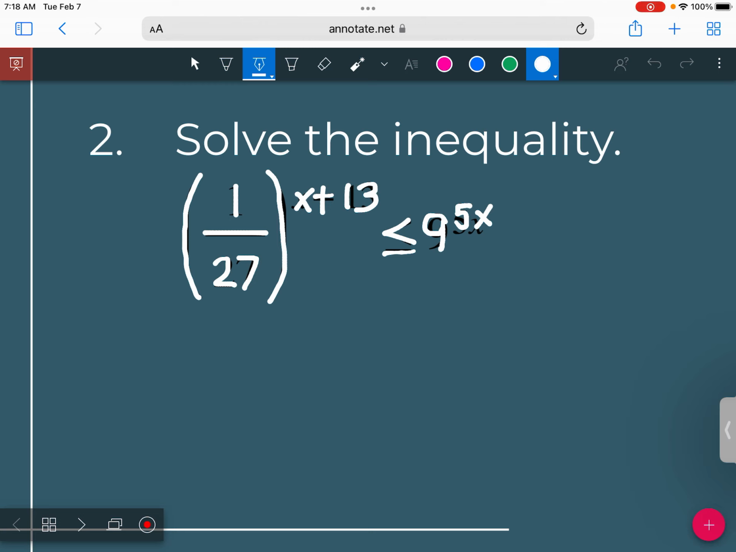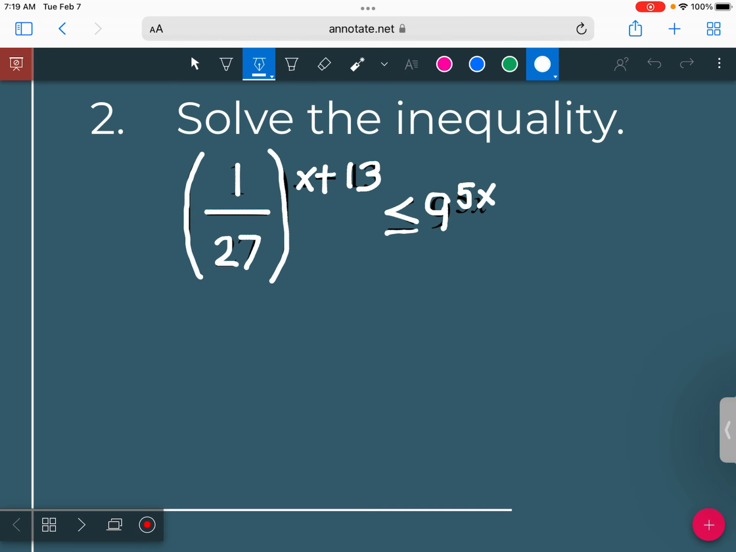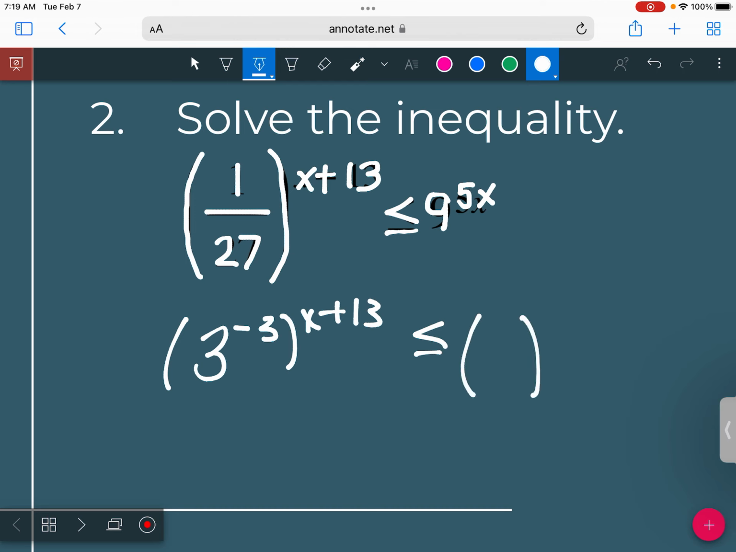So what did 27 and 9 have in common? 3. All right, so how do we rewrite 1 over 27 as a base of 3? Not just 3 to the third, but how do we get a fraction again with an exponent? -3. So 3 to the -3rd. Keep the same exponent. And then the sign stays the same. How do we rewrite 9 as a base of 3? 3 squared to the 5x.